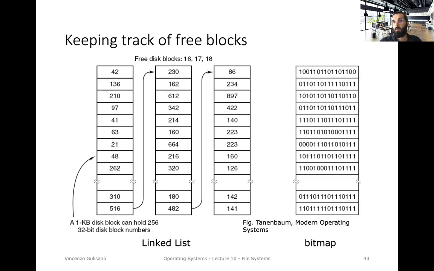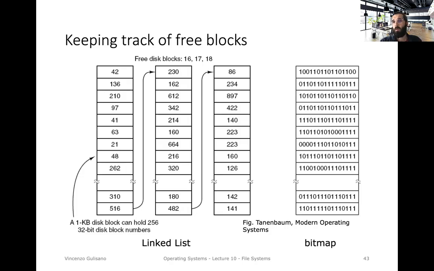Or you can use a bitmap. So you can set a bit for each block from the first one to the last one. 1 means it is free, 0 means it is already taken, or the opposite depending on how you implement the system. But let's say the binary information tells you whether it is taken or not. Now, which one is better, as always, depends.